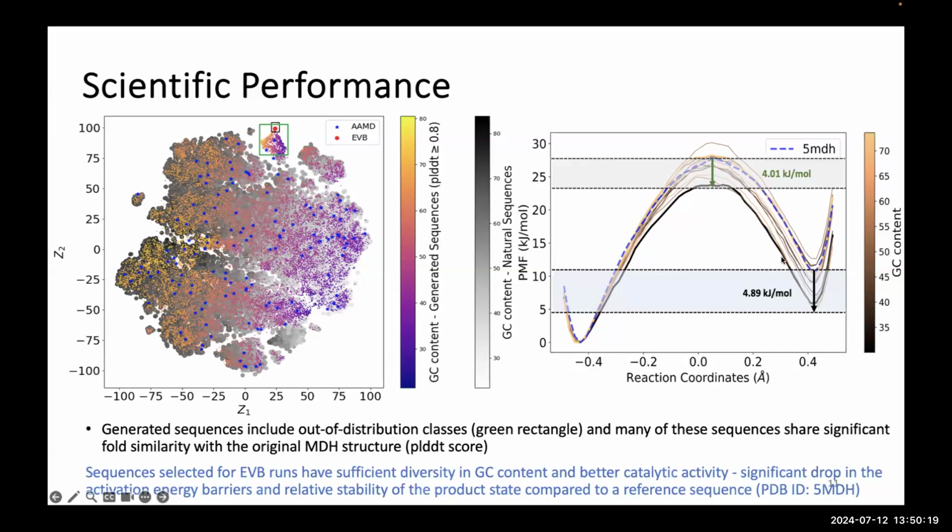The dashed blue curve is what you see for the natural MDH, denoted as 5-MDH. All other curves come from novel generated sequences. Of them, you see that a number have a lower barrier height on average, and the best candidate has a barrier height lowered by about 4 kilojoules per mole. Interestingly, the reactant side is also more stable than the natural counterpart by about 4.89 kilojoules per mole for the best sequence candidate. That was very interesting for us to see.